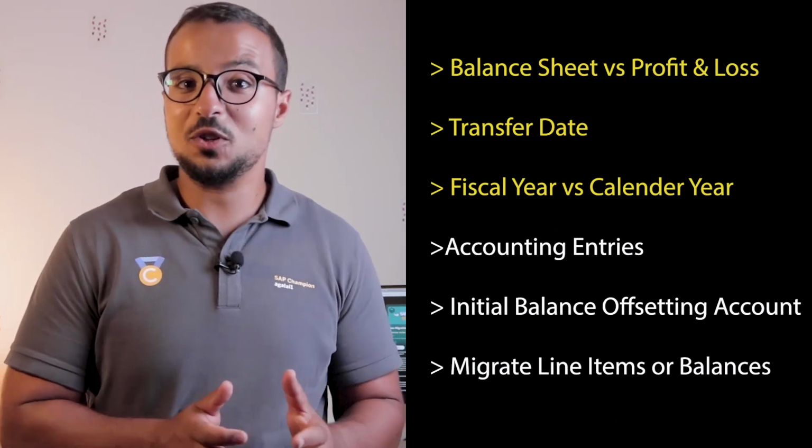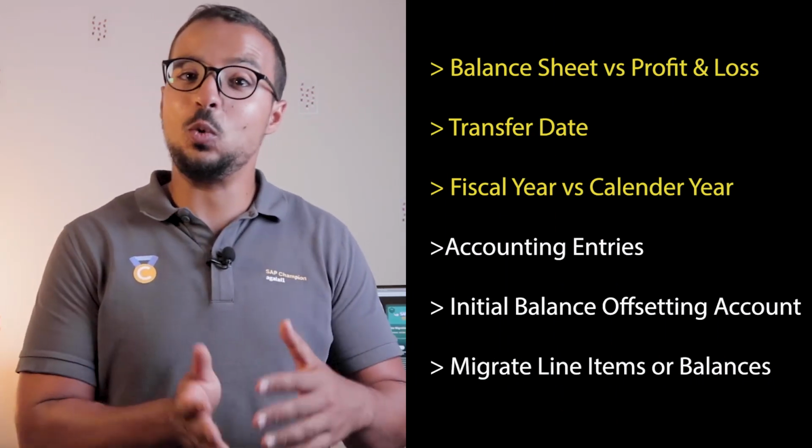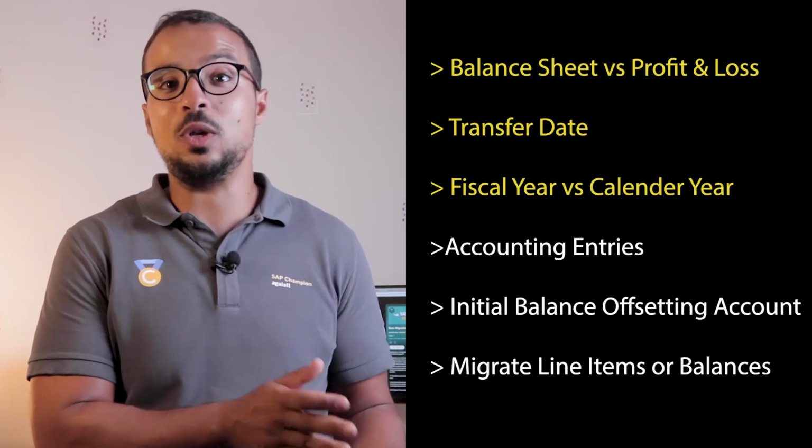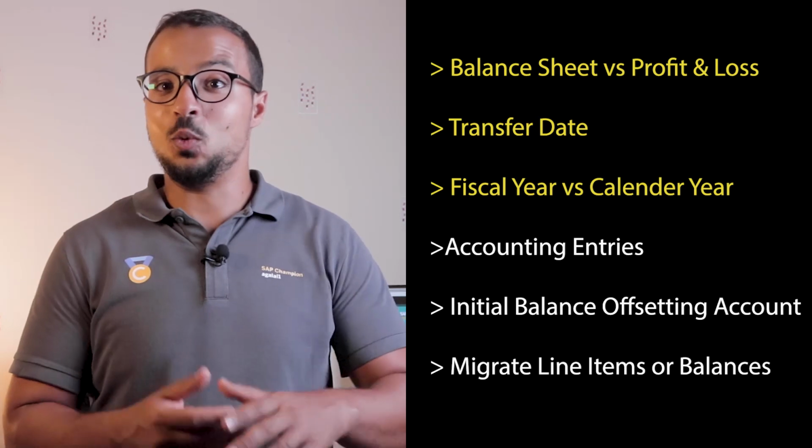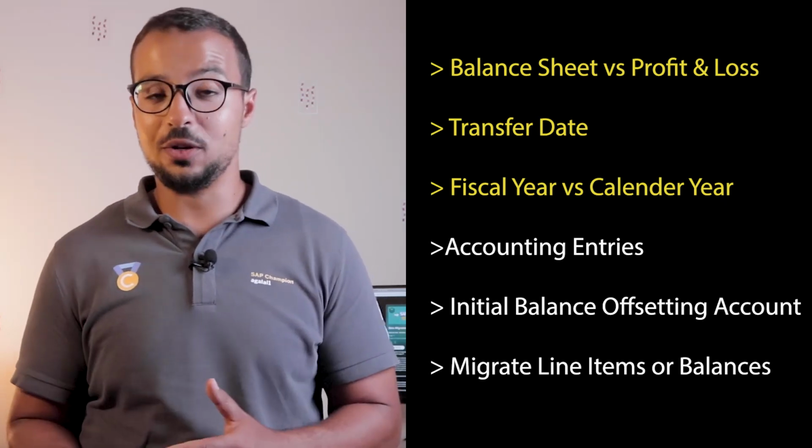If there is any difference in the numbers between the statements here in the legacy system and the statements in the new system, then something went wrong in the data migration, and this can take a lot of time to troubleshoot. So this is a very important control point to compare the financial statements. Now we understand the main difference between balance sheet and profit and loss. When do we need to migrate balance sheet only, and when do we need to migrate balance sheet and profit and loss? What is the meaning of transfer date, and what is the difference between a fiscal year and a calendar year? Now let's move on to the accounting entries that happen when we do the data migration.